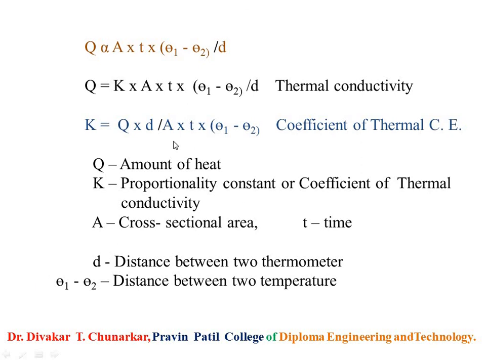Again I revise this formula: Q equal to K into A into T into theta 1 minus theta 2 upon D. This is the mathematical equation of thermal conductivity. Here K is the coefficient of thermal conductivity. We can modify this equation as K equal to Q into D upon A into T into theta 1 minus theta 2. This equation is also known as the coefficient of thermal conductivity.